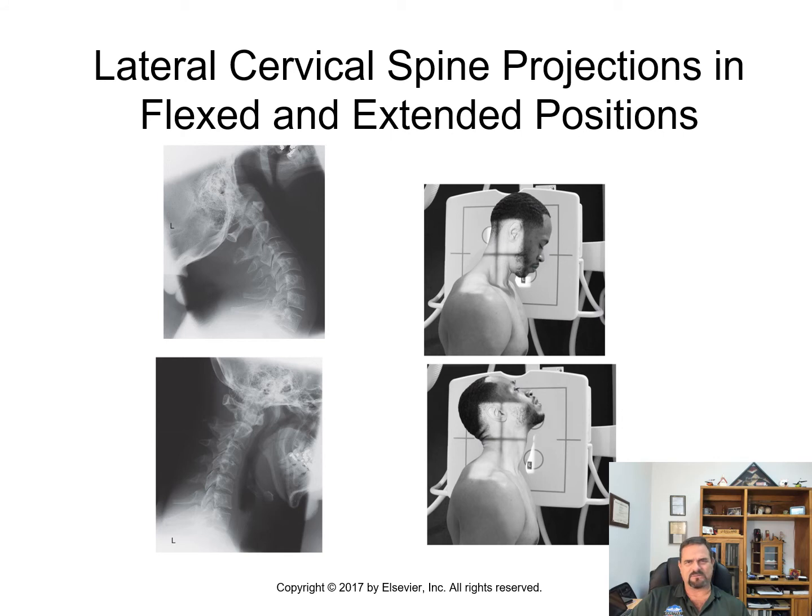All right, so lateral cervical spine projections in flexed and extended positions. You have very specific things that we want to be able to see. Extension, obviously, is when we extend, and flexion is when we flex, so that we get a good representation of flexion. Both of these are done from a lateral standpoint. You can see your good focal point is right there, that C4, C5 area.